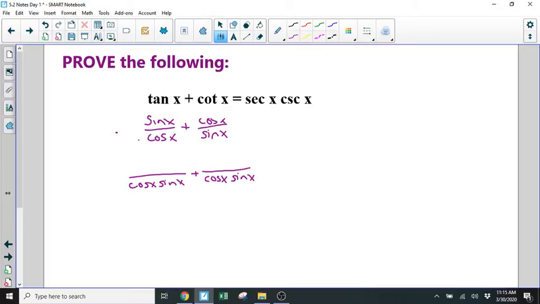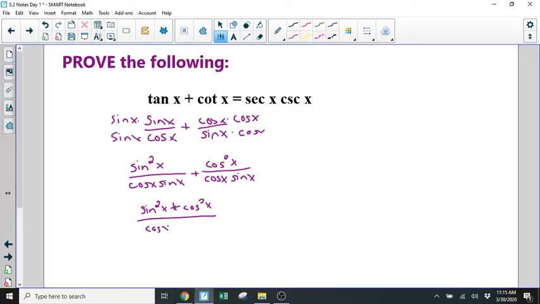So our first fraction would be missing that sine of x. So I'd multiply top and bottom by sine of x. Sine times sine is sine squared. Our second fraction would be missing the cosine of x, so I'd multiply top and bottom by cosine of x. Cosine times cosine is cosine squared. And I can put this together to get one fraction. So we'd have sine squared x plus cosine squared x over cosine x sine x.